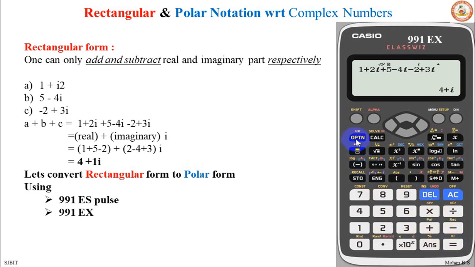Now to convert this to polar form, click on option and then press down arrow. You can see option 1 associated with r at an angle theta. So click on 1 and then equal to. So there you go. It is 4.123 at an angle 14.036.